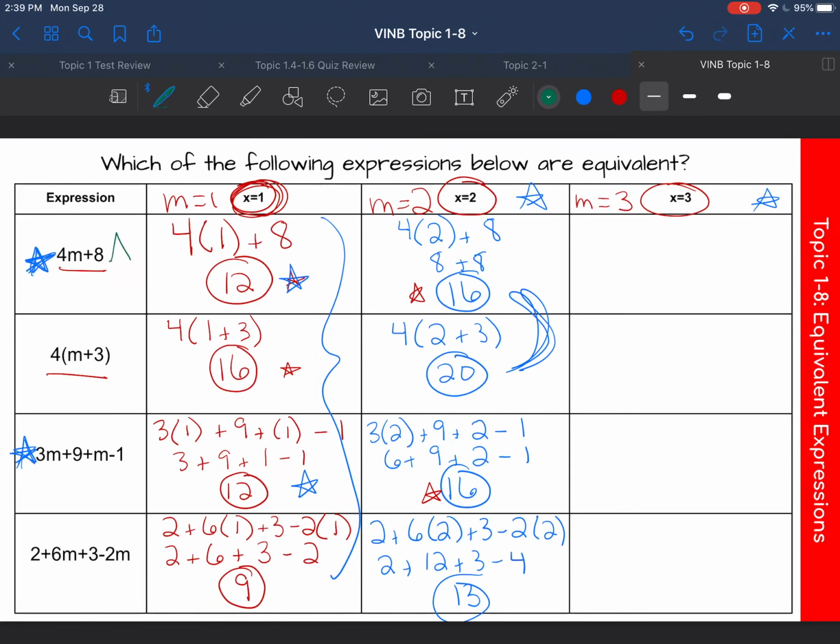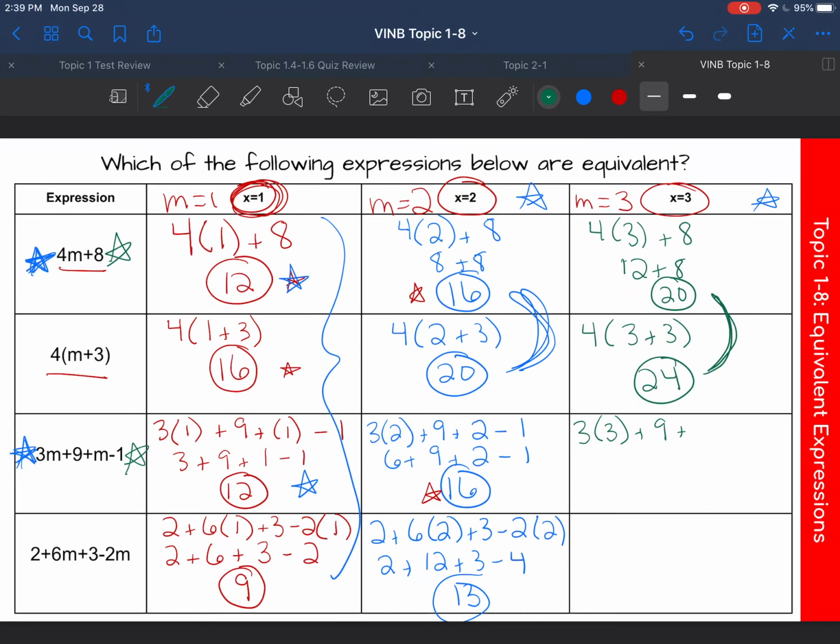So it does look like this first one and this third one are equivalent, but let's do one more test to prove it. We'll do it in green. So we have 4 parentheses 3 plus 8. So we get 12 plus 8. 12 plus 8 is 20. And then we have 4 parentheses 3 plus 3, plugging in 3 for m, and we get 6. 6 times 4 is 24. Again, not equivalent.